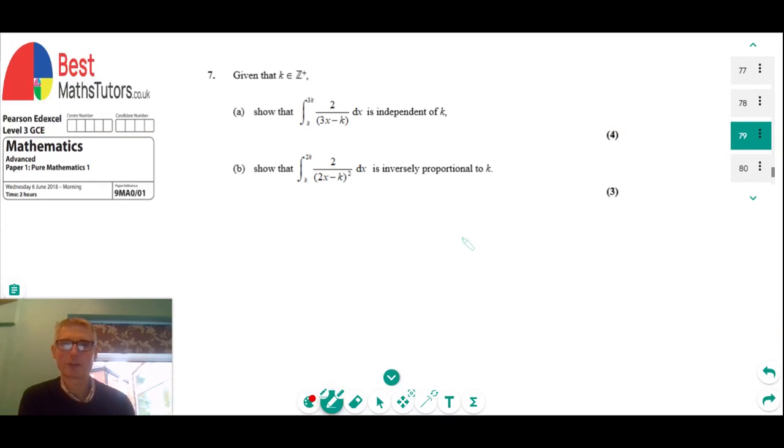We're continuing to go through the Edexcel 2018 A-Level Paper 1, and we're going to look at question 7, which is a question on definite integration.